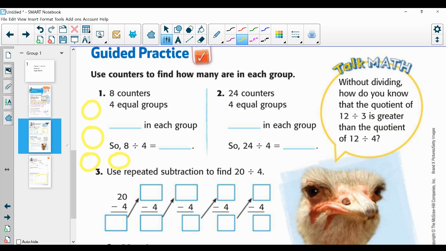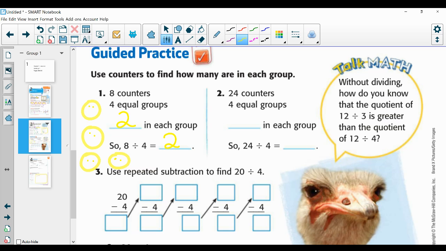Okay, so I'm going to do one for me, one for you till I get to 8. 1, 2, 3, 4, 5, 6, 7, 8. So I know that I have 2 in each group. So 8 divided by 4 equals 2. Okay, 24 counters, 4 equal groups, blank in each group. So 24 divided by 4 equals what?